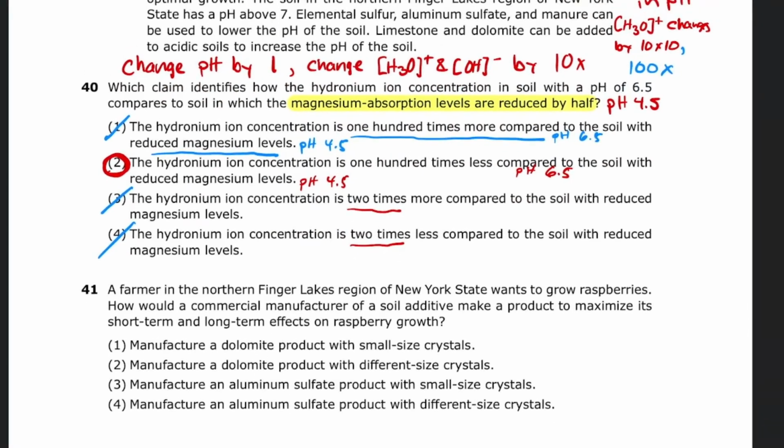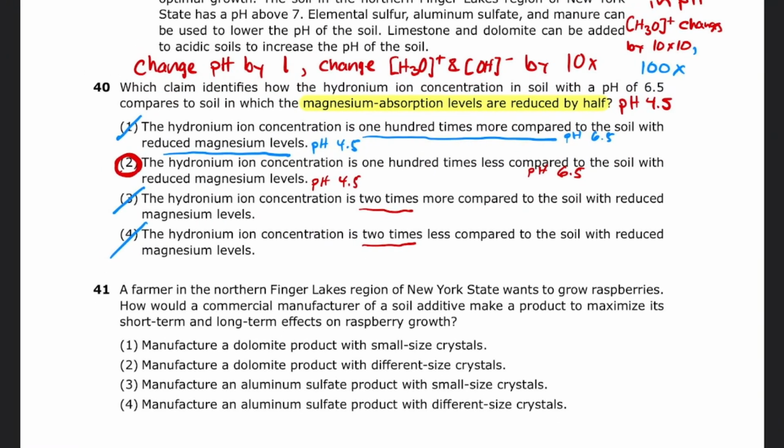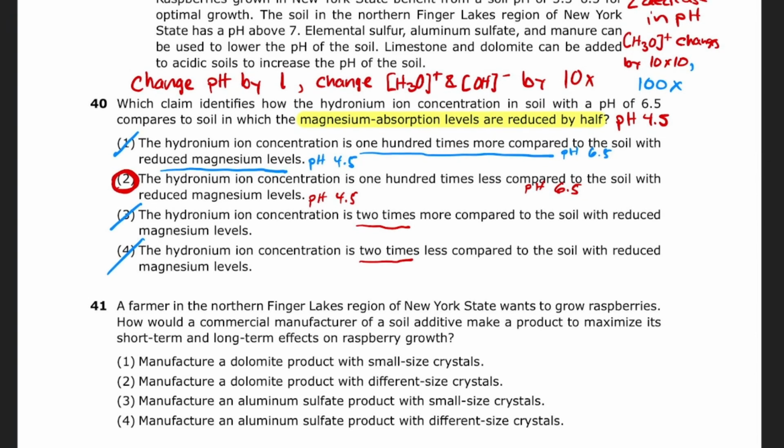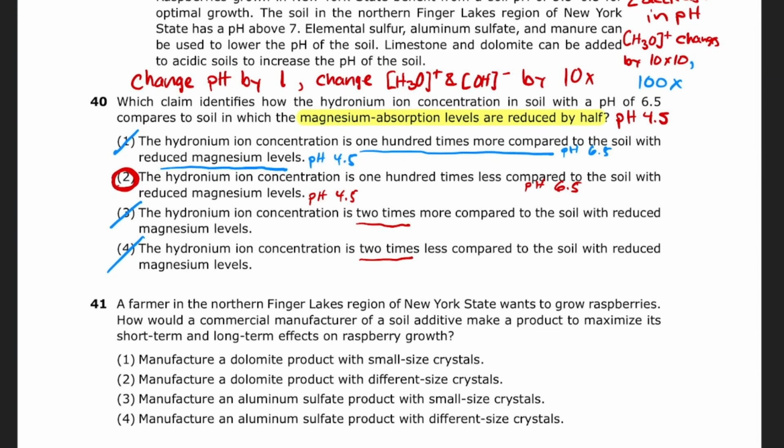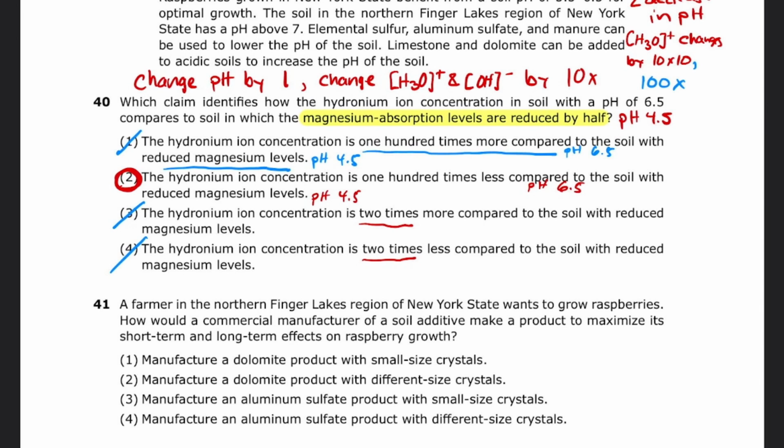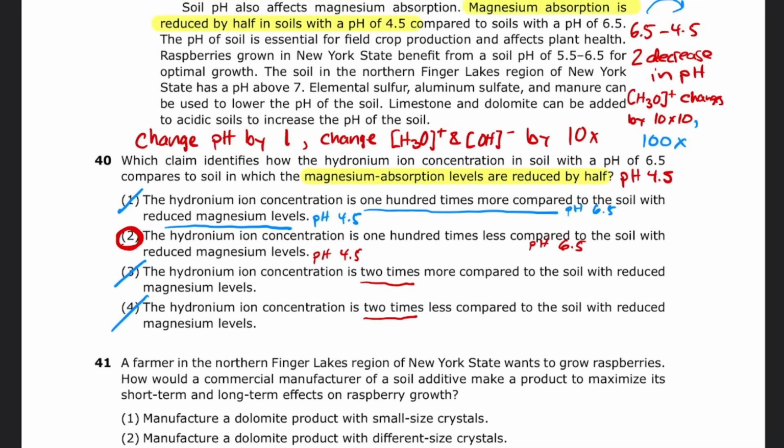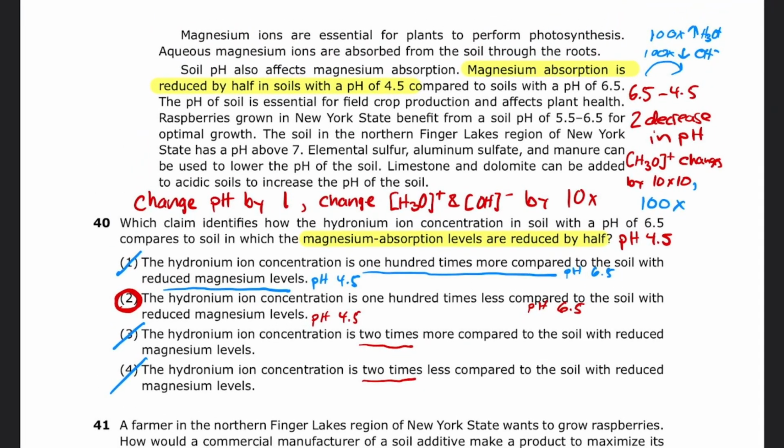All right, question 41 says a farmer in the northern Finger Lakes region of New York State wants to grow raspberries. How would a commercial manufacturer of soil additive make a product to maximize its short-term and long-term effects on raspberry growth? There's some information that we need to know. We need to know what the pH of the soil is in the Finger Lakes region, and we need to know the optimal pH for raspberry growth. So let's go to the passage and underline the information that we need to know.